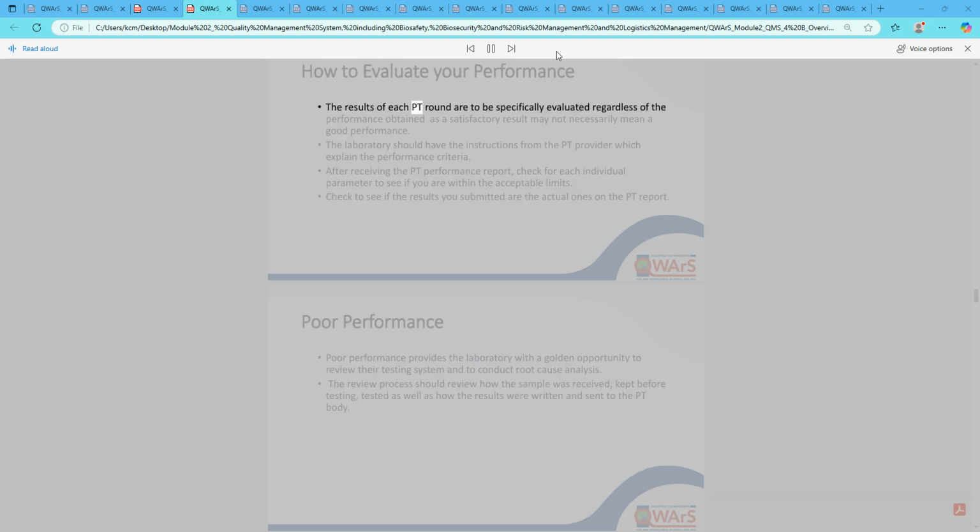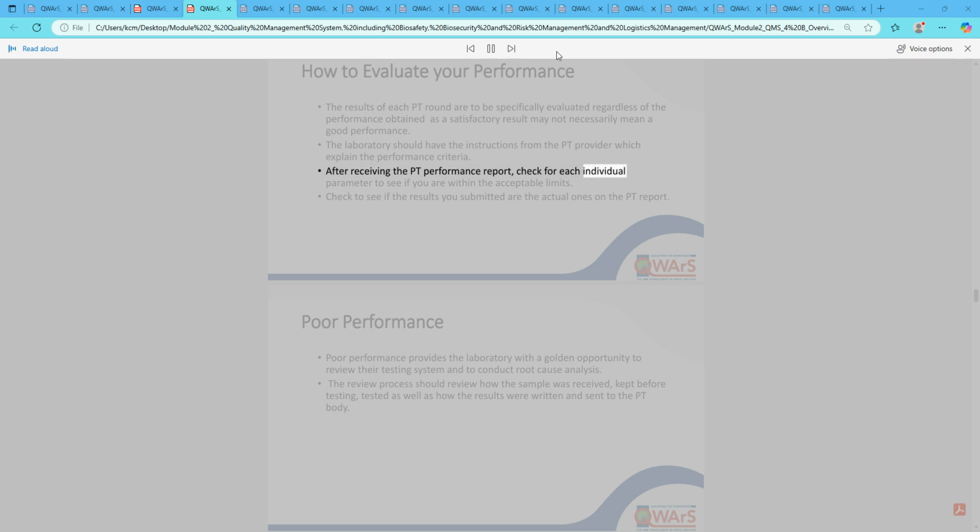How to evaluate your performance: the results of each PT round are to be specifically evaluated regardless of the performance obtained, as a satisfactory result may not necessarily mean a good performance. The laboratory should have the instructions from the PT provider which explain the performance criteria after receiving the PT performance report.